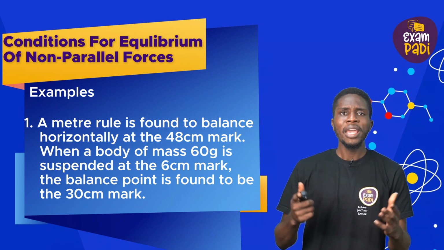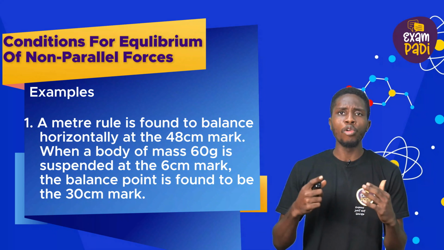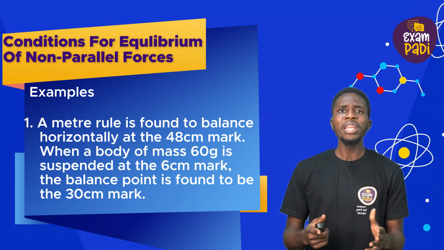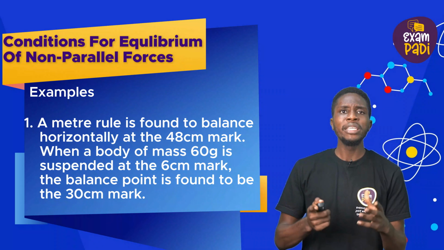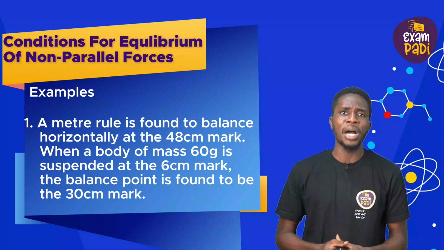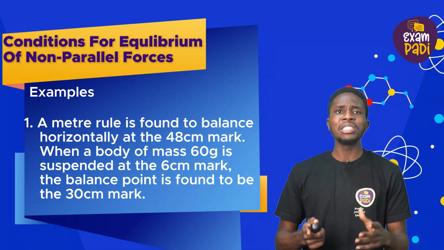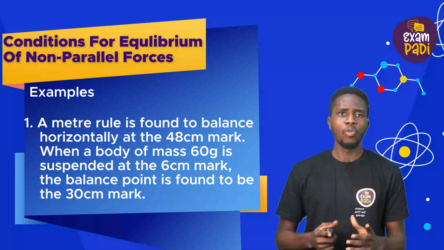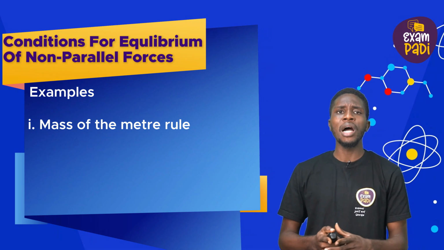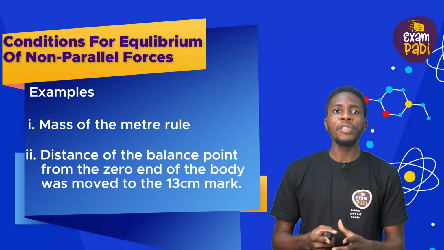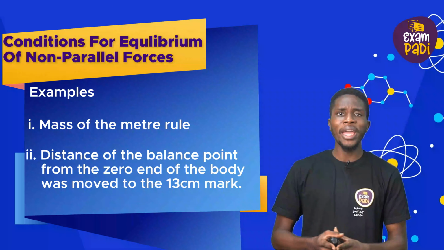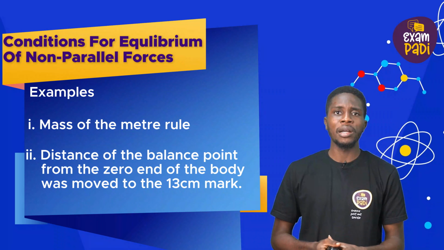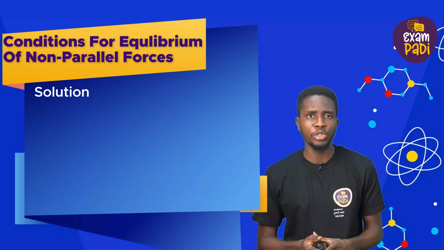1. A meter rule is found to balance horizontally at the 48 centimeter mark when a body of mass 60 grams is suspended at the 6 centimeter mark. The balance point is found to be at the 30 centimeter mark. Calculate 1. the mass of the meter rule. 2. The distance of the balance point from the zero end if the body was moved to the 13 centimeter mark. Let's look at the solution.